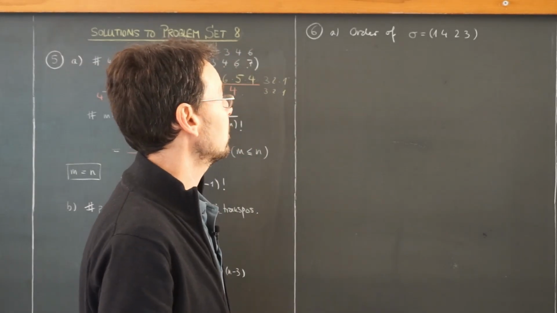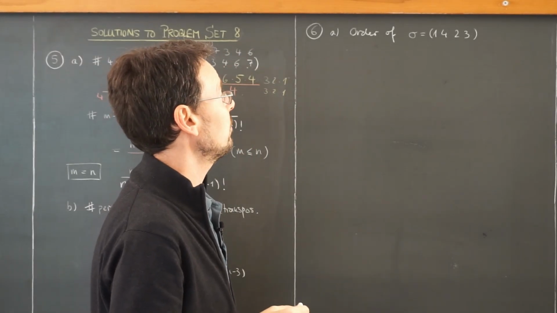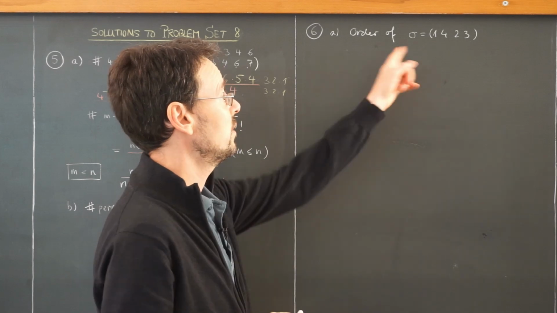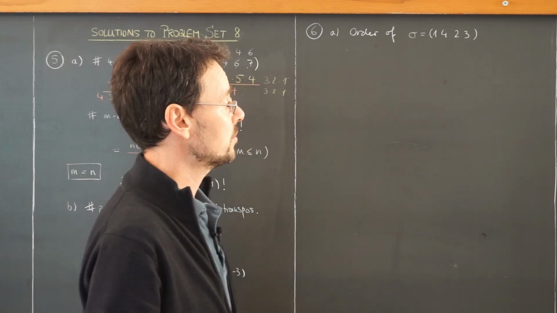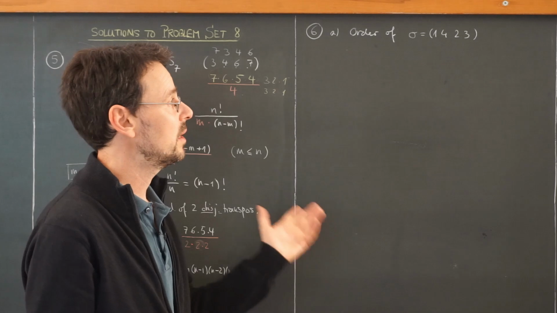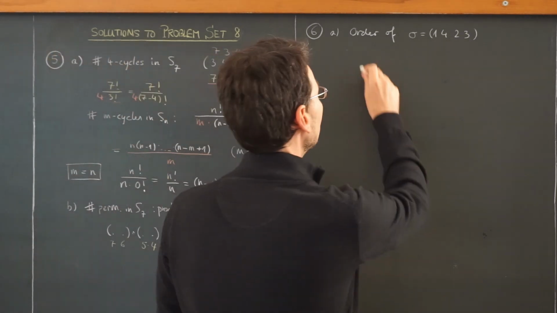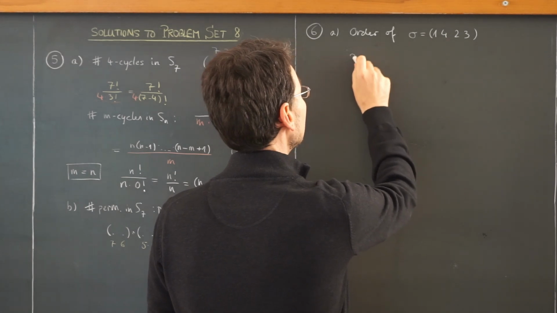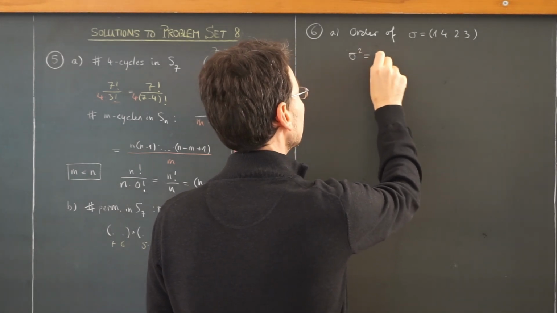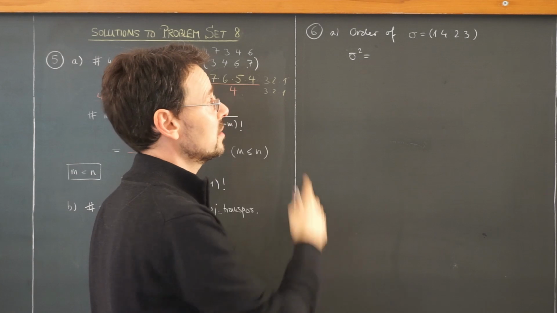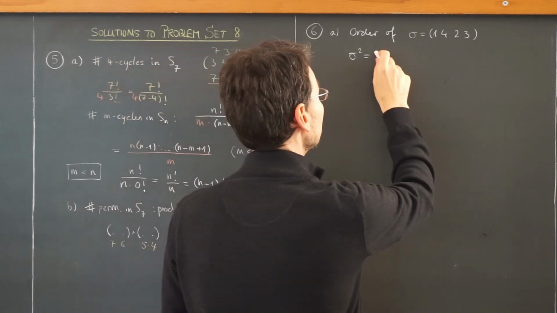Okay, exercise number 6, part A. We have to find the order of this 4 cycle. Of course, we could just look at part B and say, well, it's 4, we are going to prove this, but here we want to familiarize ourselves with the powers of sigma. So sigma squared is sigma applied after itself.